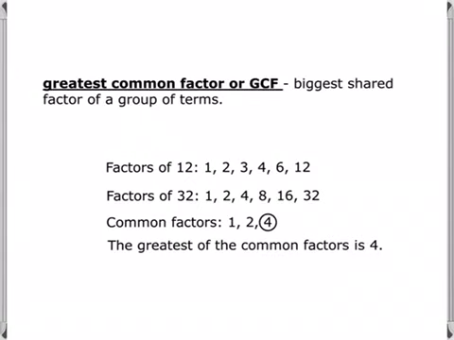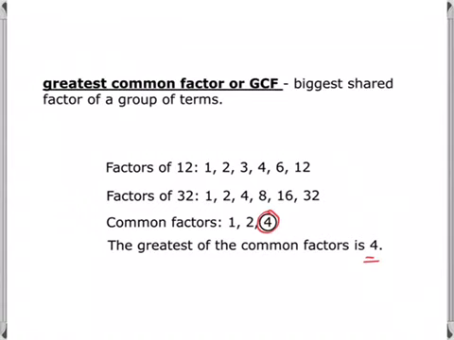Greatest common factor, or GCF, is the biggest shared factor of a group of terms. So the factors of 12 are 1, 2, 3, 4, 6, and 12. The factors of 32 are 1, 2, 4, 8, 16, and 32. The largest number that 12 and 32 have in common is 4. So the greatest common factor is just 4.